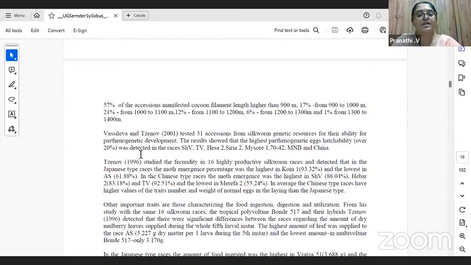And from their resources, you could see the different kinds of development that have been seen. That is your parthenogenetic development. The results show that the highest parthenogenetic egg hatchability, around 20%, was detected in the races SHV, TV, HESA2, Syria2, Mysore 1.70 to 4 to MNB and China. So these are the different kinds of races in the silkworm breeds.